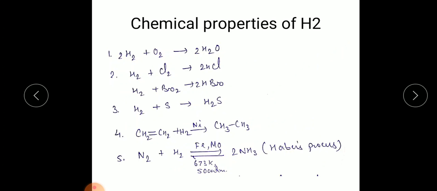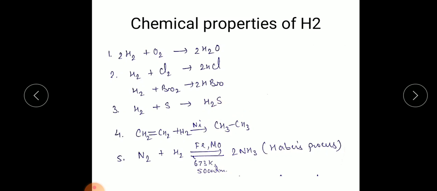Now coming to the chemical properties of hydrogen. In chemical properties, we'll see the chemical reactions of hydrogen with other elements or compounds. For example, number 1, when hydrogen reacts with oxygen, it forms water. When hydrogen reacts with chlorine, it forms hydrogen chloride. Similarly, when it reacts with bromine, it will form hydrogen bromide. When hydrogen comes in contact with sulfur, it forms hydrogen sulfide gas, H2S.